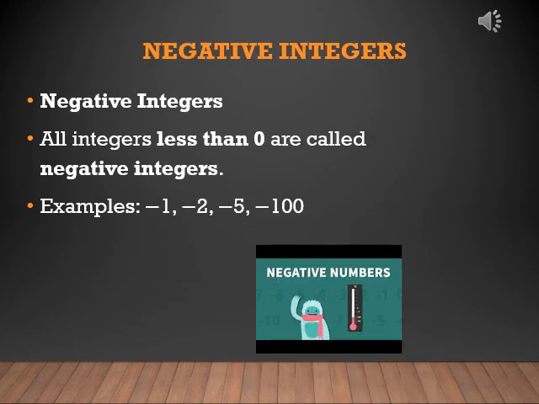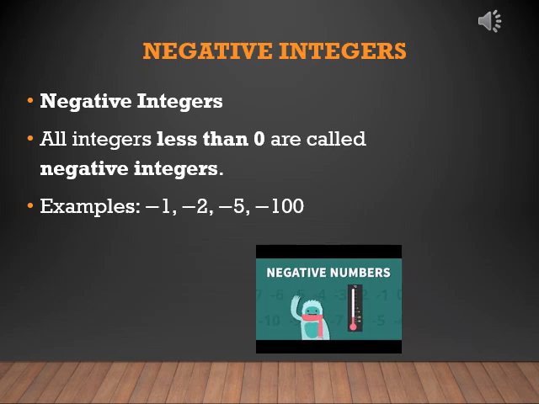Negative integers are the numbers that are less than 0. They have a minus sign in front of them. For example, minus 1, minus 2, minus 3, minus 4, minus 5, and so on. On a number line, negative integers are found on the left side of 0.